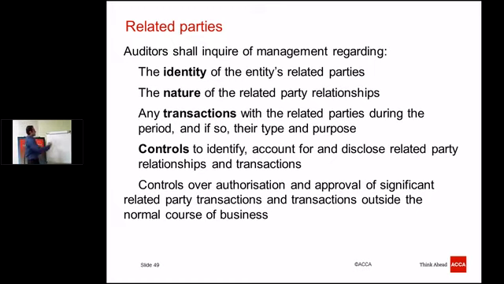Now, the requirements with regard to ISA 550 on related parties. Auditors, as you can see on the screen, shall inquire of management regarding the identity of the entity's related parties, the nature of the entity's related party relationships, and the transactions with the related parties during the period, and if so, their type and purpose. So what type of transactions have been carried out with the related parties, and what is the type and purpose of the transactions.